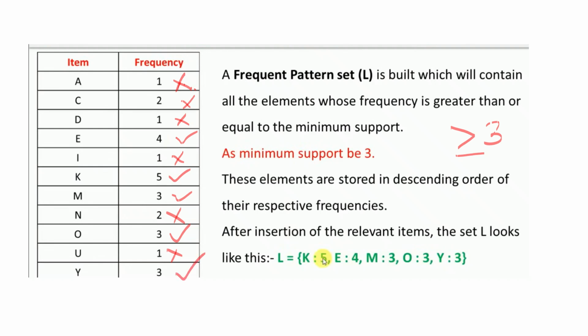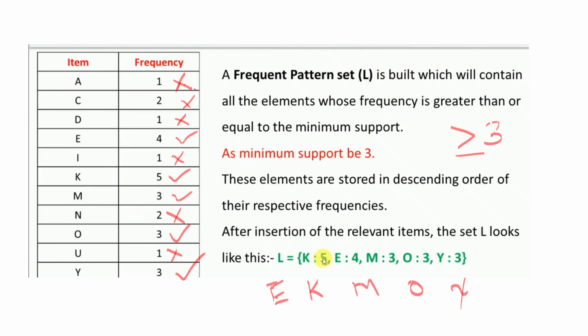After that we have to list all the item sets. Here K appears 5 times. So we have to list them in order, that is E, K, M, O, Y. The frequency count of E is 4 and the frequency count of K is 5. So we have to arrange this in descending order.